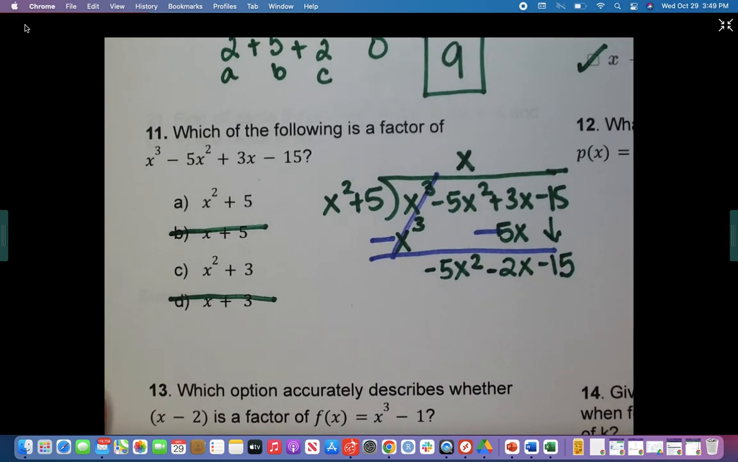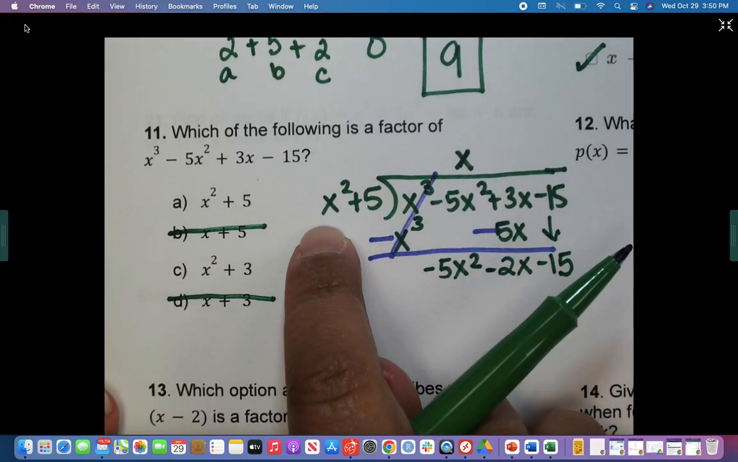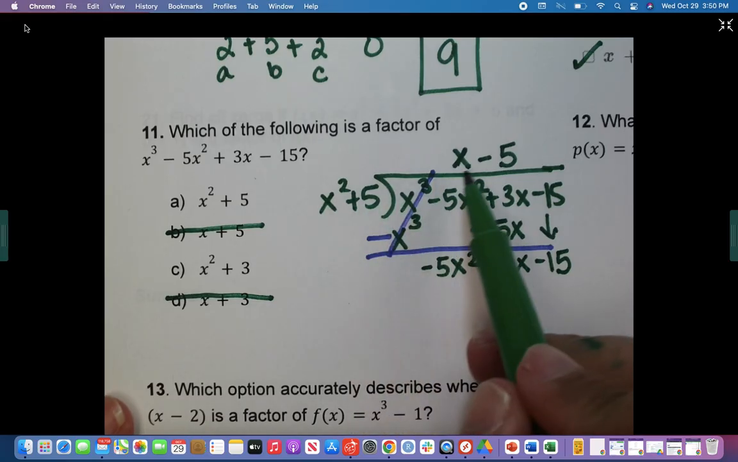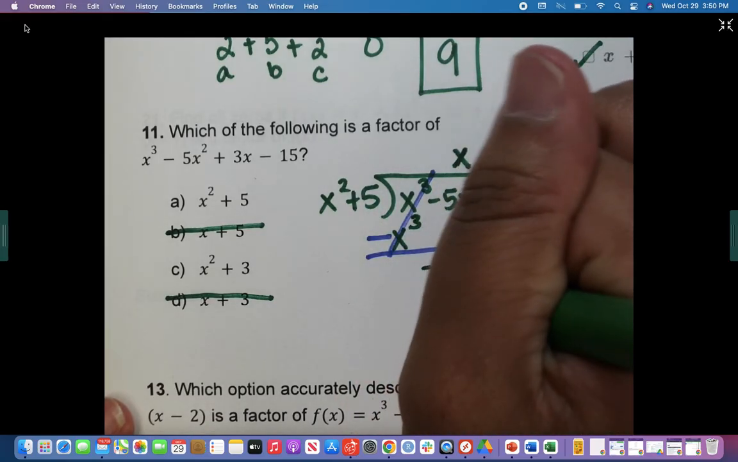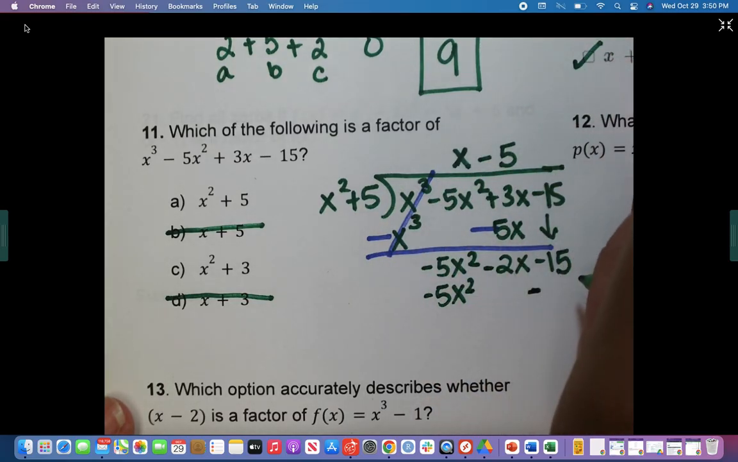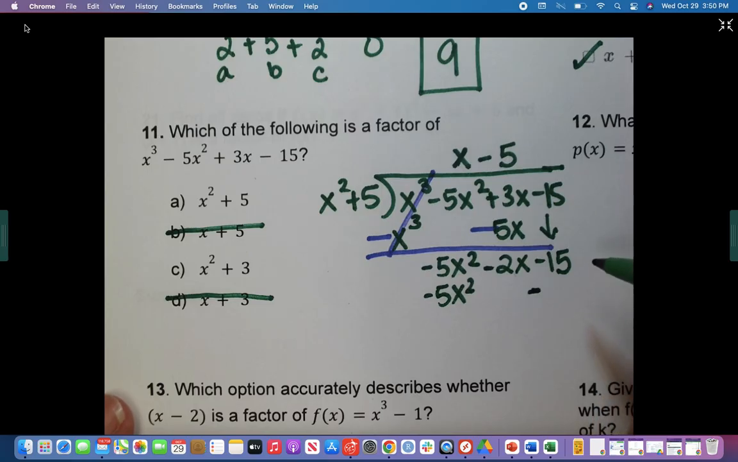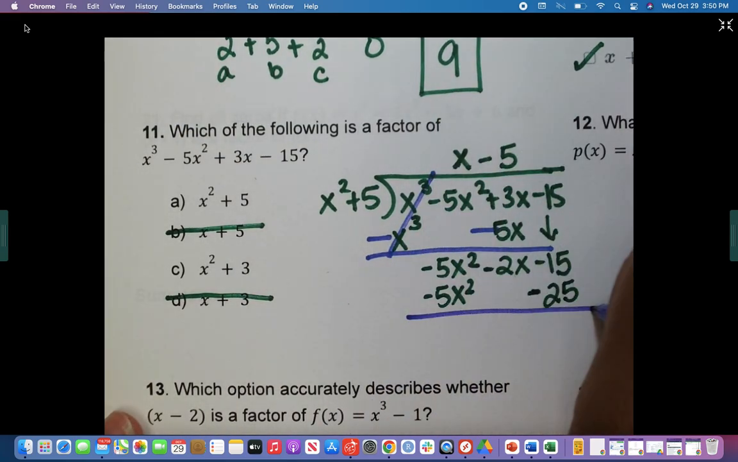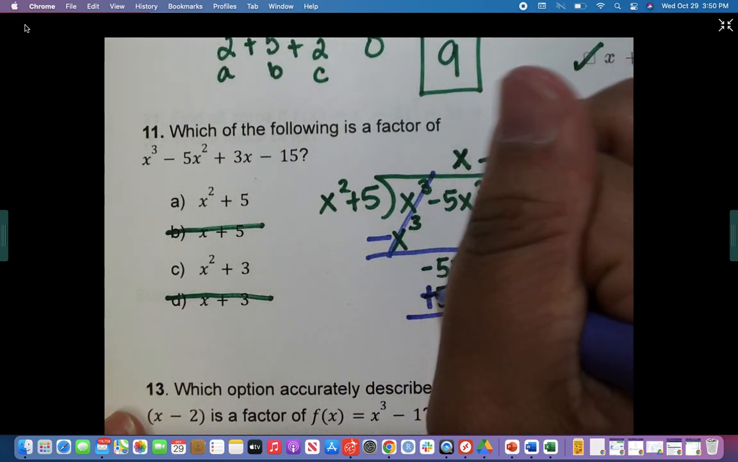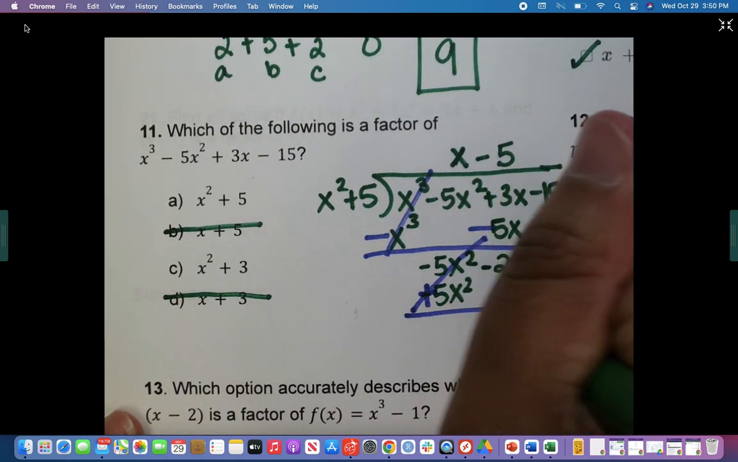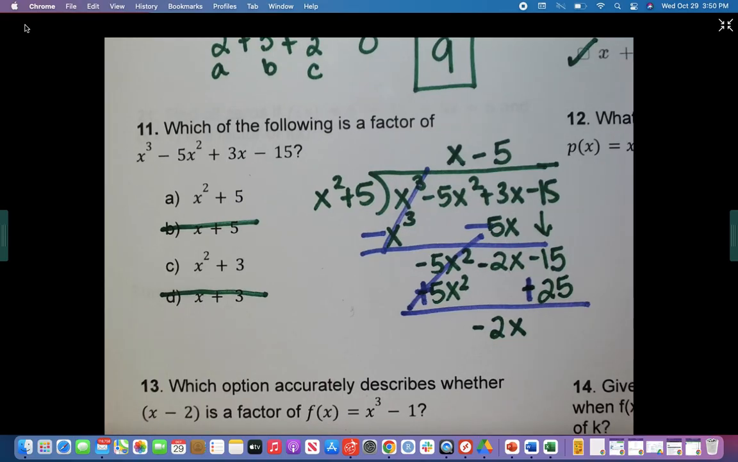All right, so then I start the process over. So negative 5x squared divided by x squared, so that's going to be negative 5. Multiply the negative 5 back through. So negative 5 times x squared is negative 5x squared. Negative 5 times 5 is negative 25. Draw my line. Change my signs. So both of those are negative, so both of these are going to be positive. That cancels. Negative 2x, and then negative 15 plus 25 would be 10.